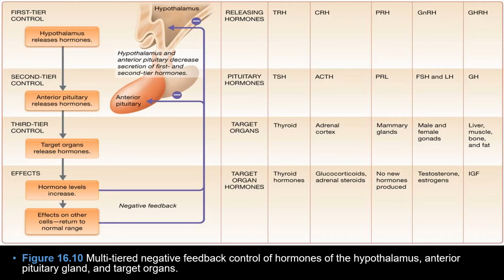Typically, these are either going to be synergistic or antagonistic. But the first tier is those releasing hormones, which will then either inhibit or promote the secretion of anterior pituitary hormones, which then go to the target cells, and then they either inhibit or promote the effects that they're looking for to maintain that homeostasis.